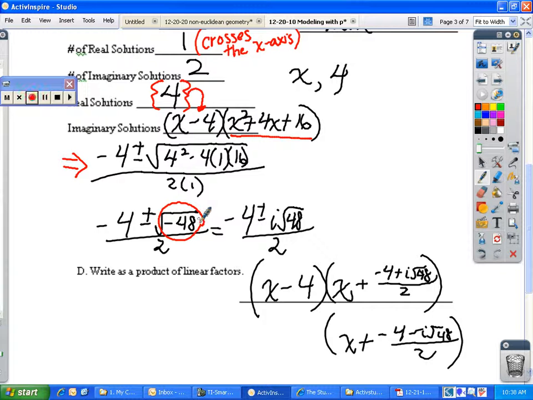From that point, you can then just pull out the i and write the square root of 48, and this is the furthest that you need to go in your solutions. Then you can see your product of linear factors here at the bottom. This concludes the explanation of page 2.